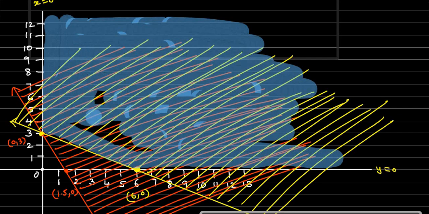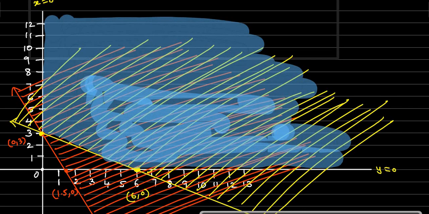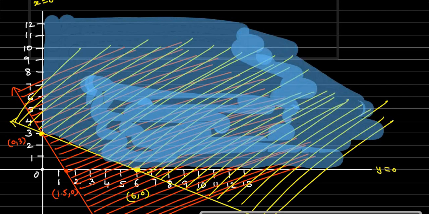So we can say that the double shaded portion in the first quadrant is the feasible region for the given inequalities.